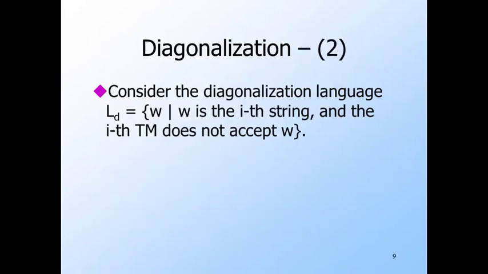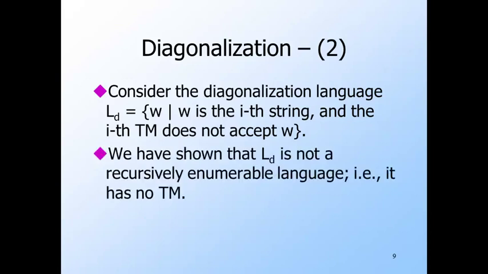Let's give a name to this language, L sub D, or the diagonalization language. Again, L sub D is the set of binary strings W such that W is the ith string for some i, and the ith Turing machine does not accept W. We just argued that L sub D is not a recursively enumerable language, that is, it has no Turing machine.